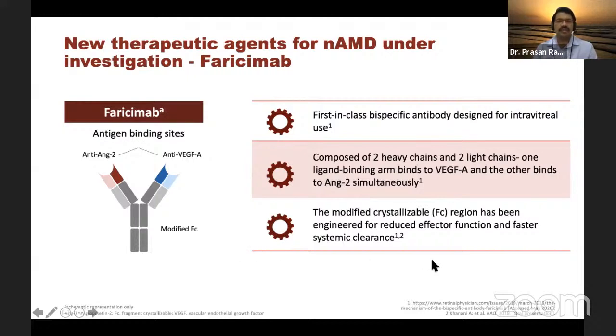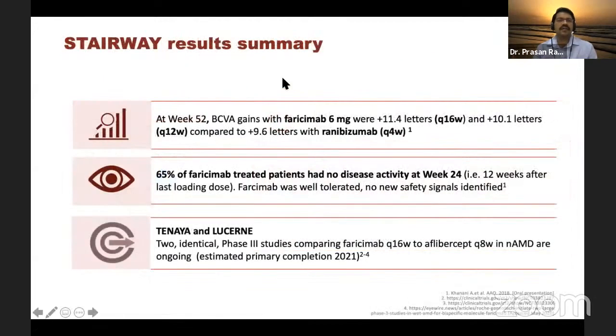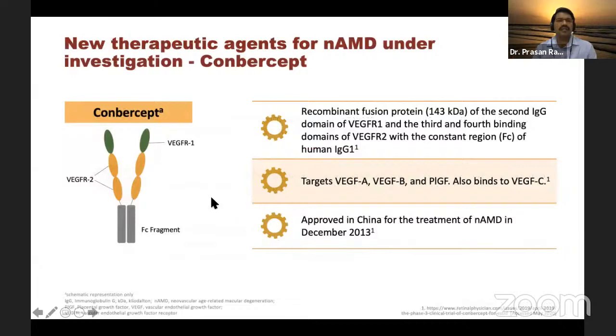This molecule has been designed for faster systemic clearance, and it was studied in the Stairway phase 2 trial, which looked at faricimab 6 milligram given every 16 weeks and every 12 weeks, compared to ranibizumab every 4 weeks. About 65% of faricimab treated patients had no disease activity at week 12, and there were no safety signals as well. Currently, there are 2 phase 3 clinical trials, the Tenaya and the Lucerne clinical trials, which have completed their registration.